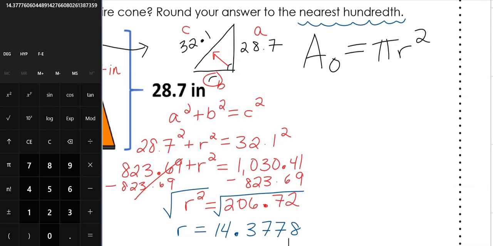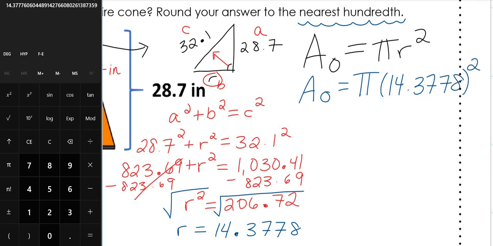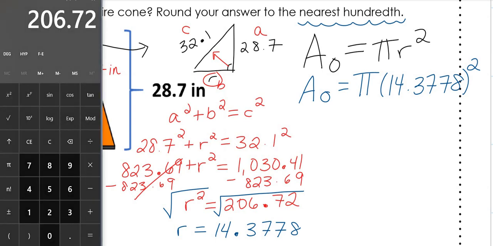The final answer is just the area of that circle. It's just pi r squared. So let me go ahead and plug everything in. So now I have area of the circle, which is my goal, equals pi, then my radius of 14.3778 squared. Luckily, it's still in my calculator. So I'm going to start by squaring it. And there we go. Oh, it's back to 206.72.